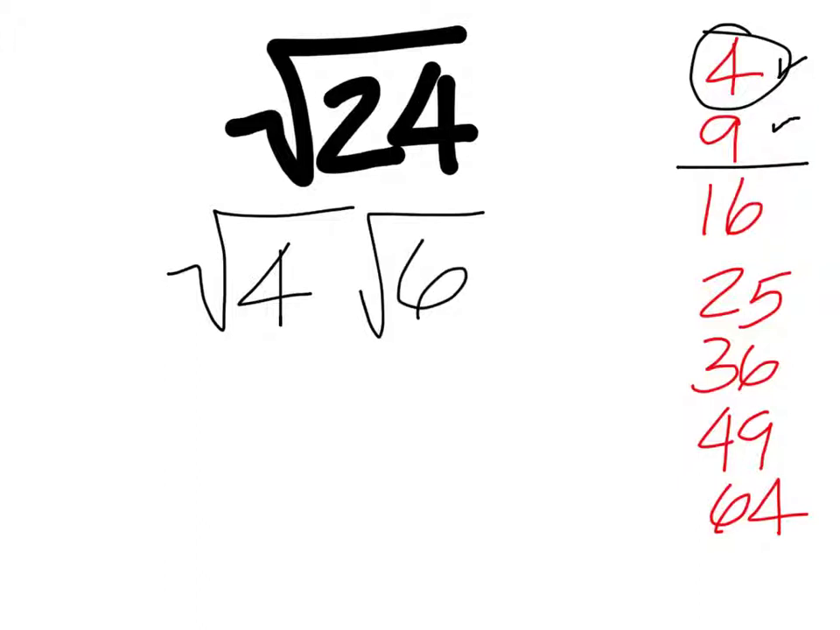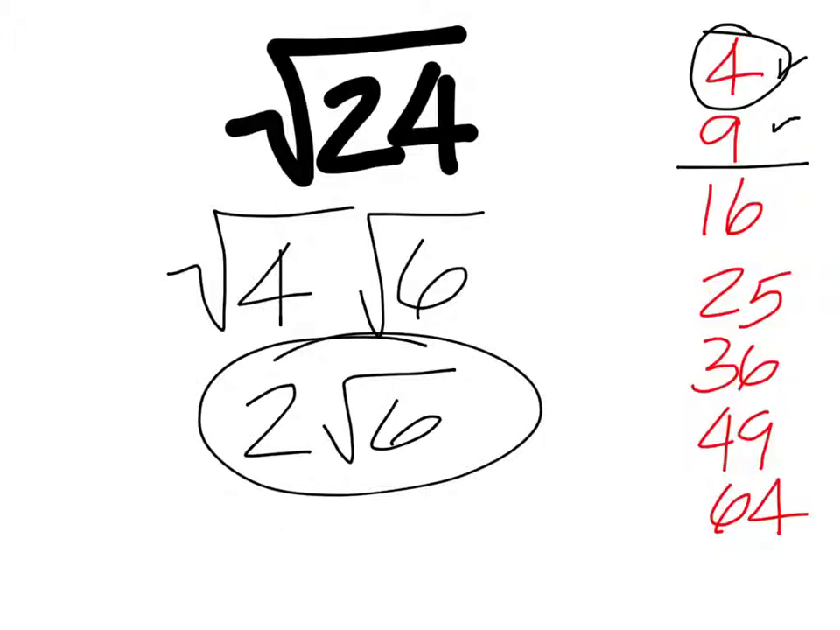6 is right. So there's the breakup. And we used a perfect square here, so we find what the answer to that part is. The square root of 4 is 2. So 2 square root of 6 comes from the square root of 24.